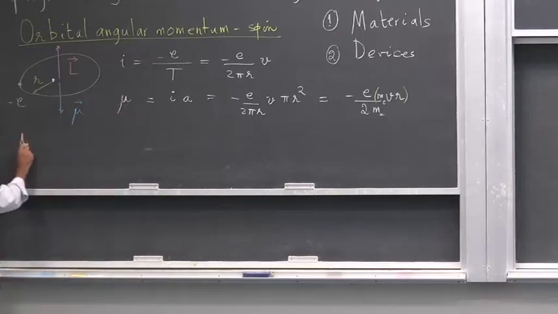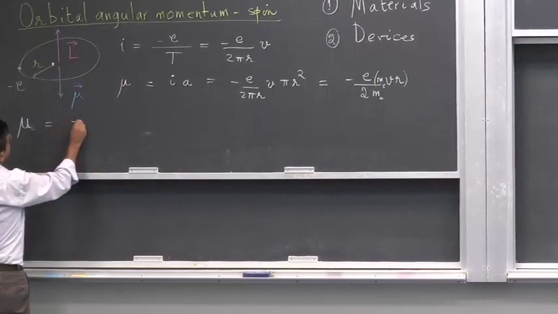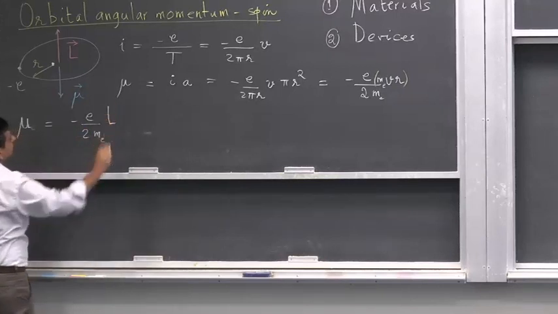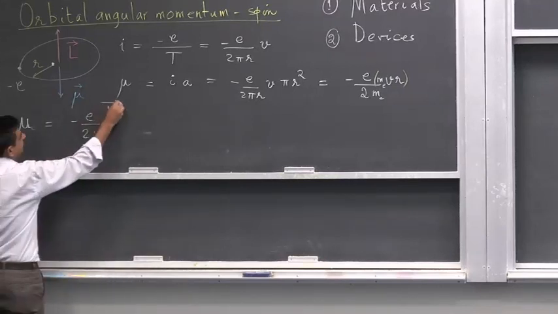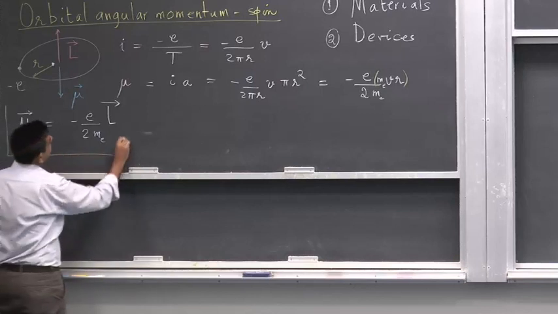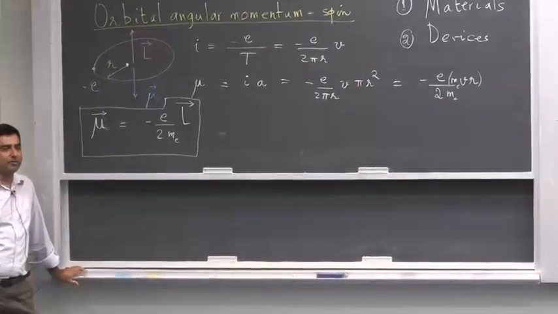So the magnetic moment turns out to be equal to -e over 2 times the mass of the electron into the angular momentum. And since the angular momentum is a vector, the magnetic moment is also a vector. So this is quite a nice relationship, and this is the starting point for a discussion on magnetism.